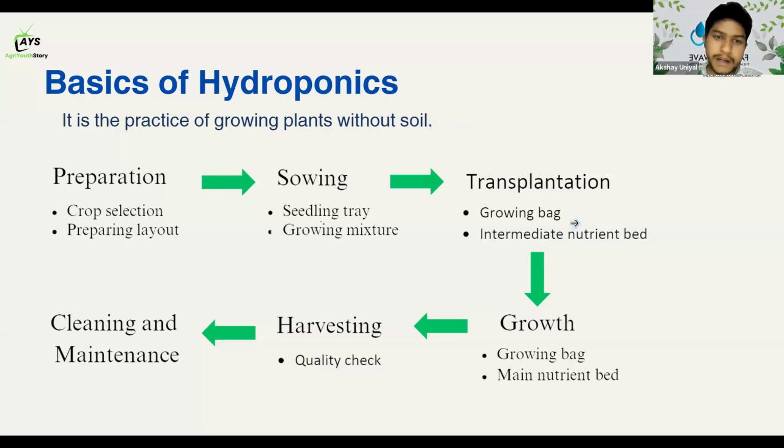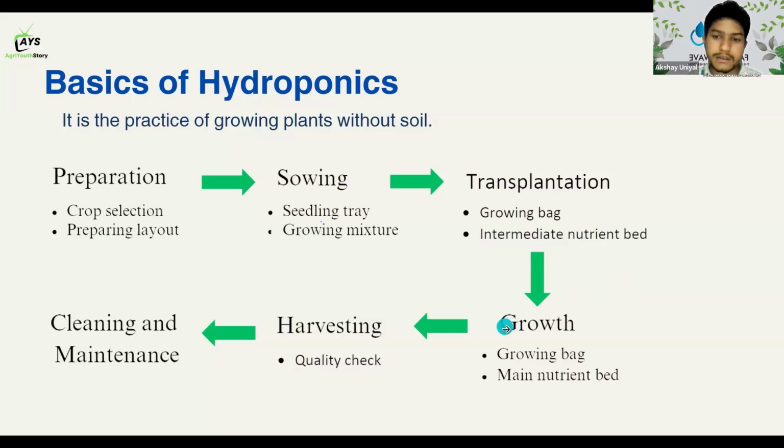Now, transplantation also happens in two stages. In some places, for some kinds of plants, it can go directly into the growing bag where it will complete the rest of its cycle, or it can go to another intermediate nutrient bed where it will grow further and be transplanted once more.